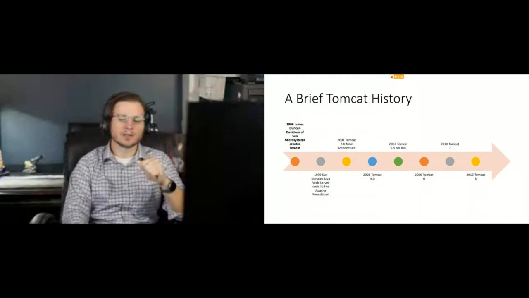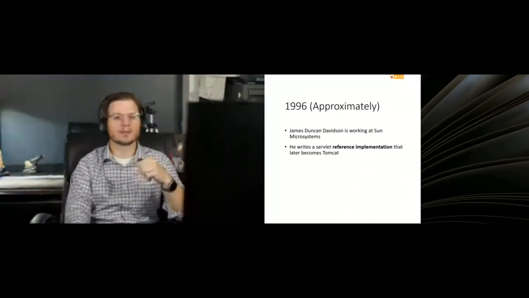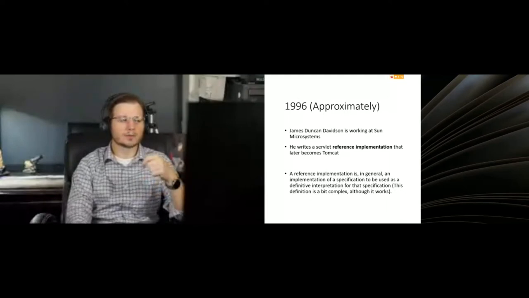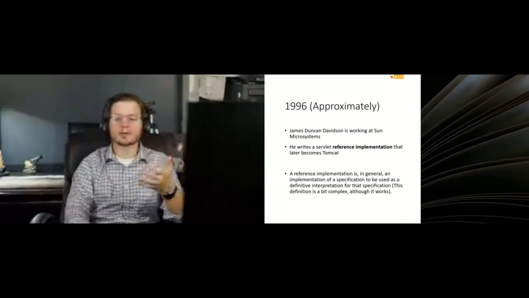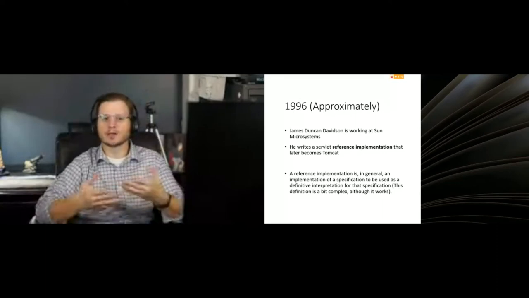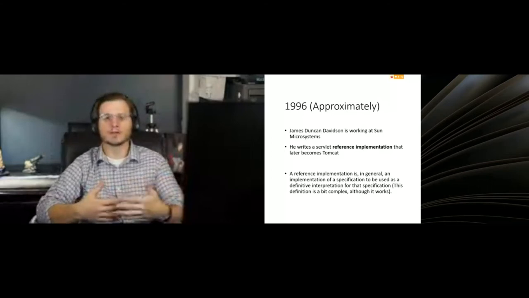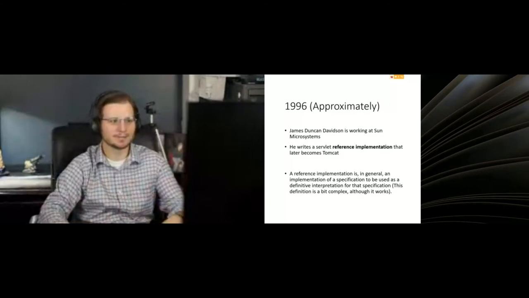Tomcat was started by James Duncan Davidson in 1996. He was an employee of Sun Microsystems. He wrote the reference implementation to the servlet specification, and that reference implementation is what turned into Tomcat. There you can see a definition of a reference implementation, but it's basically what we do now: we take the servlet specification and we implement it in code. So every time a new Tomcat is released, it's a new implementation of the latest servlet specification.